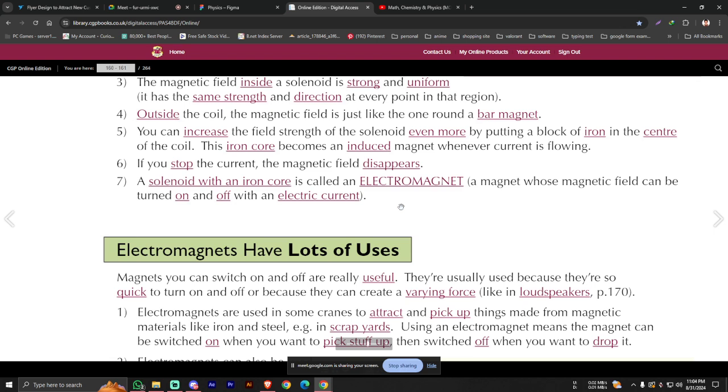Electromagnet. Yes, electromagnet. It's a metal object in a solenoid, a solenoid with an iron core, right? So an iron core should be present inside the solenoid. We can say the solenoid will be wrapped around the iron core, right? So it will create what? Electromagnet. Like a magnet. Yes.